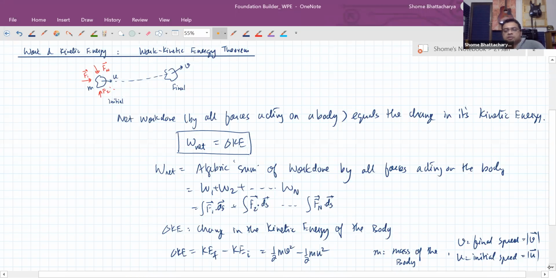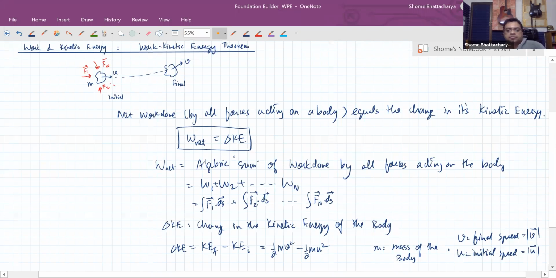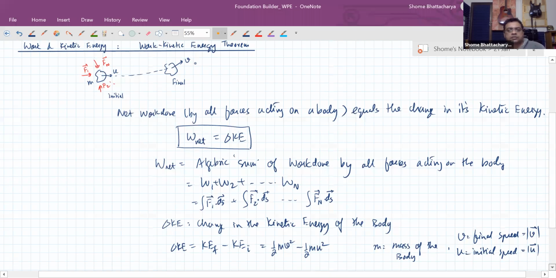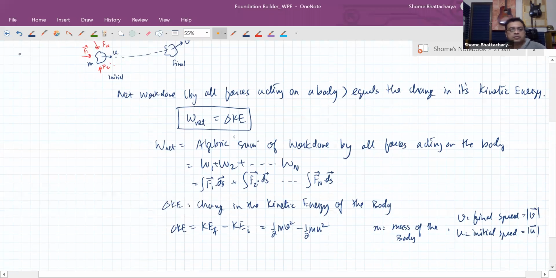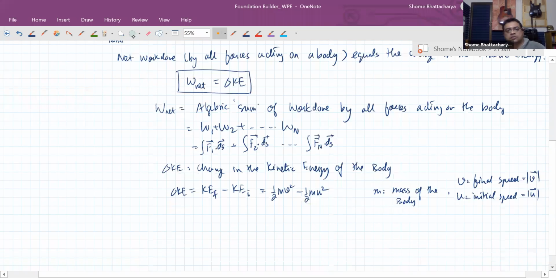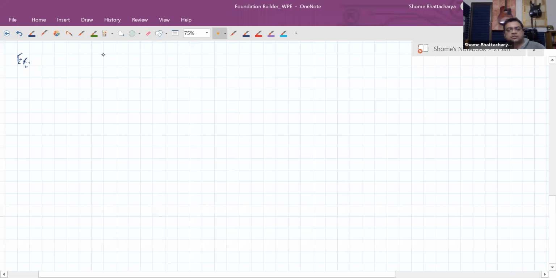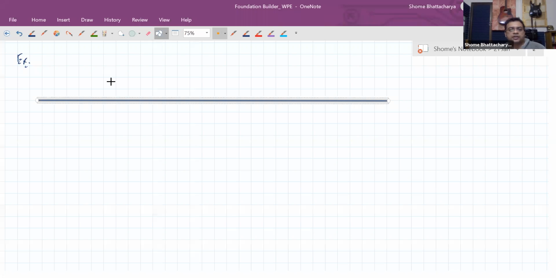Okay, so hope you've written this down. Let's understand a quick example. Supposing we have a situation like this now. There is a rough surface like this, a horizontal rough surface, and there is a block that is lying on it at rest initially.